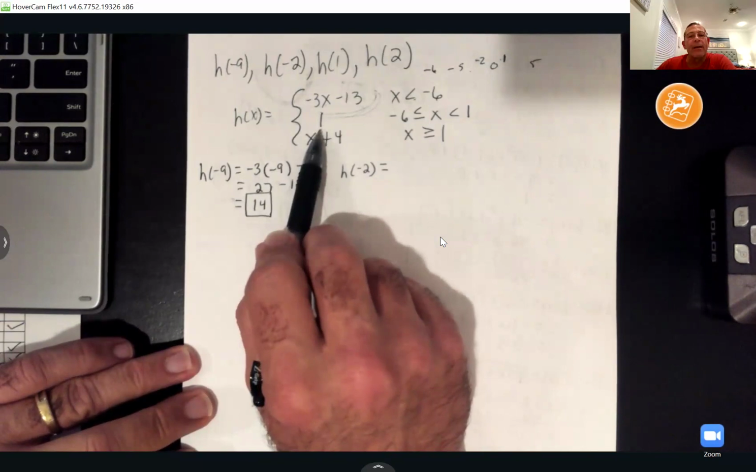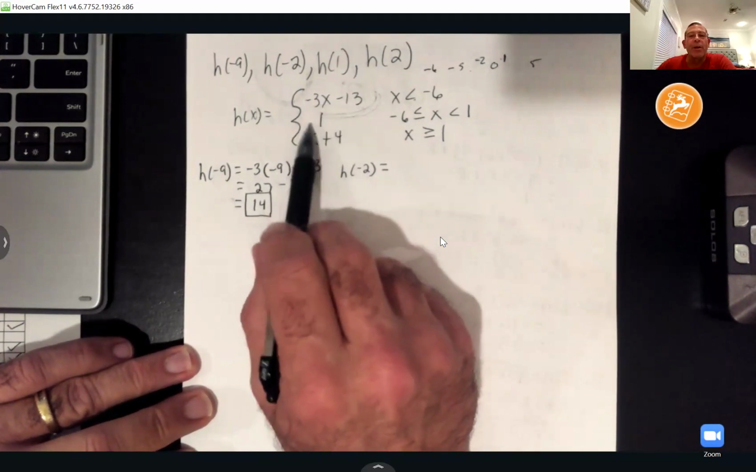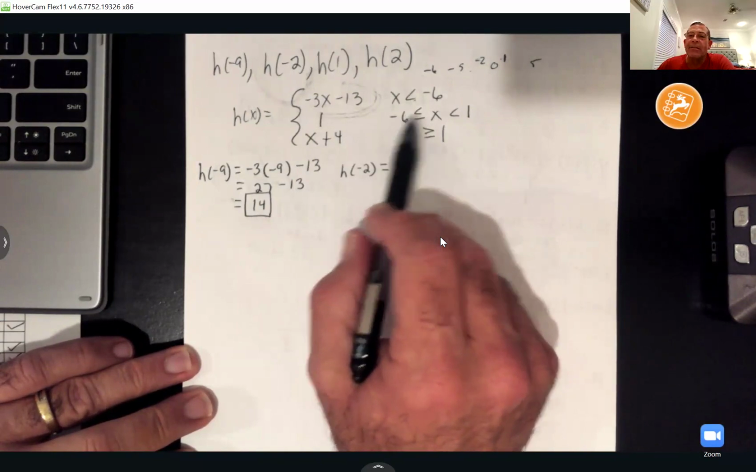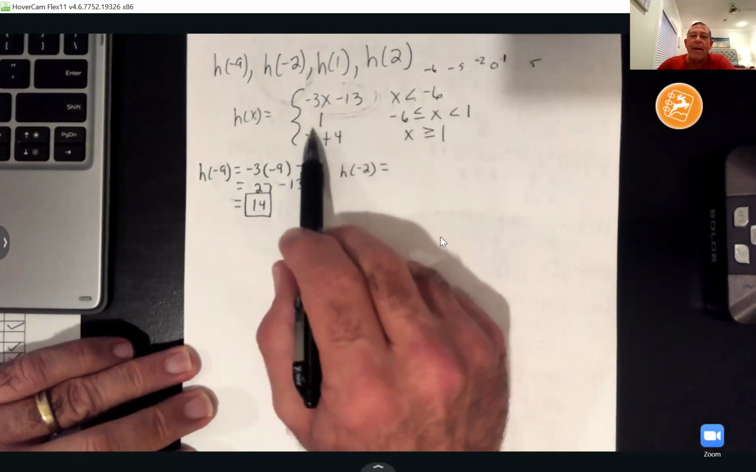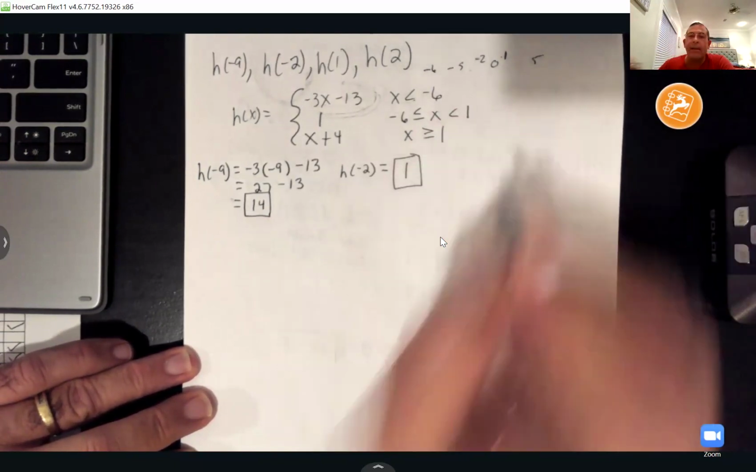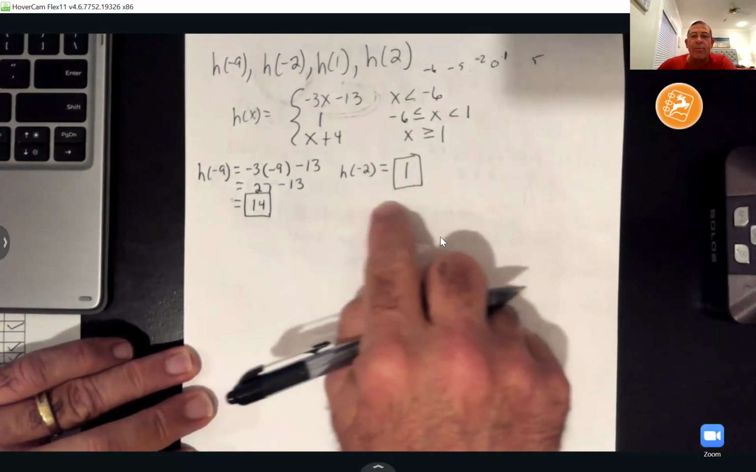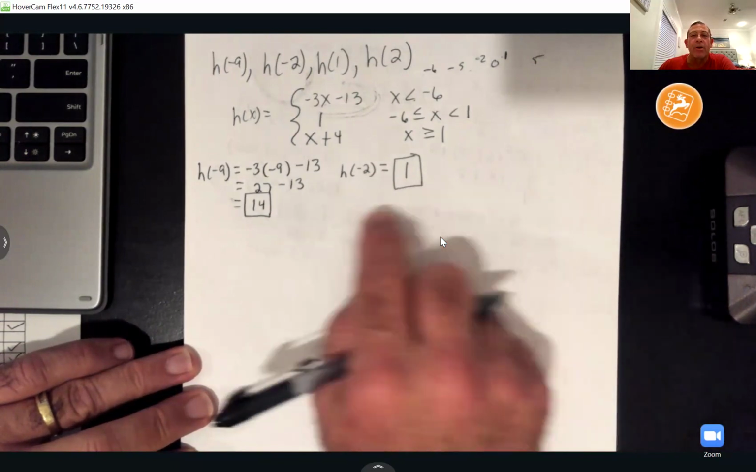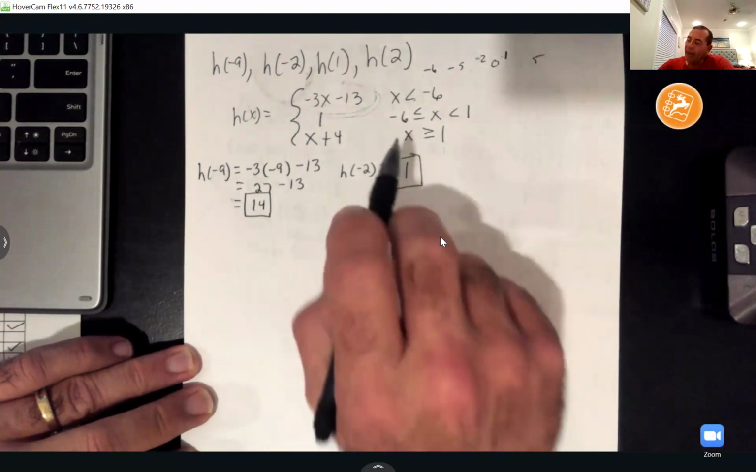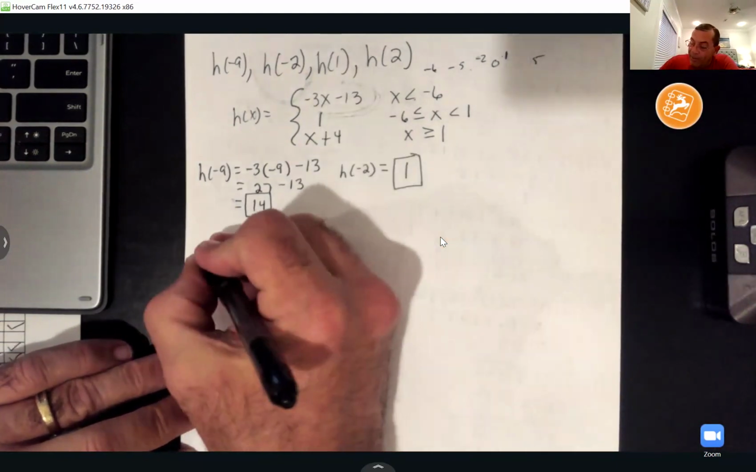But y'all look at that. There's not a variable here. Anything that is in between that negative 6 and 1 automatically equals 1. That's like a little constant part of your graph going across, where all the values are going to be 1, okay? Then we hit h of 1.